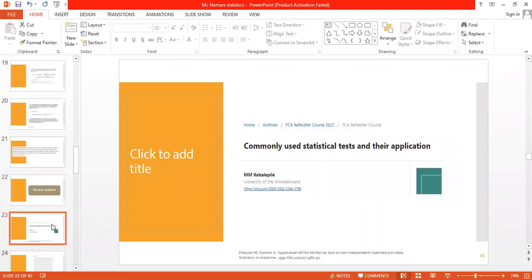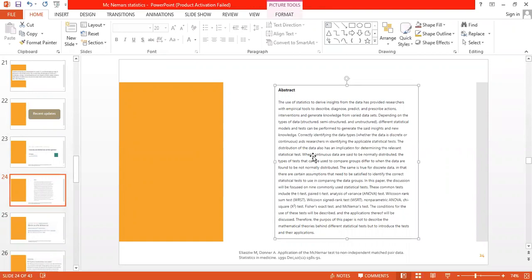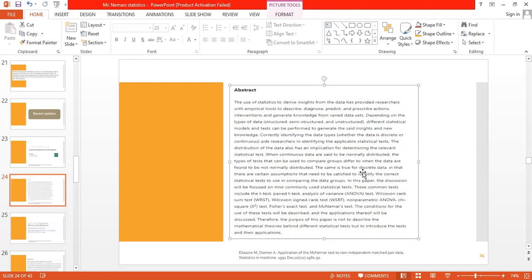Then, in the recent updates session, this is one of the articles on commonly used statistical tests and their application. The same is true for discrete data in that there are certain assumptions that need to be satisfied to identify the correct statistical test to use in comparing the data groups. In this paper, the discussion will be focused on 9 commonly used statistical tests.